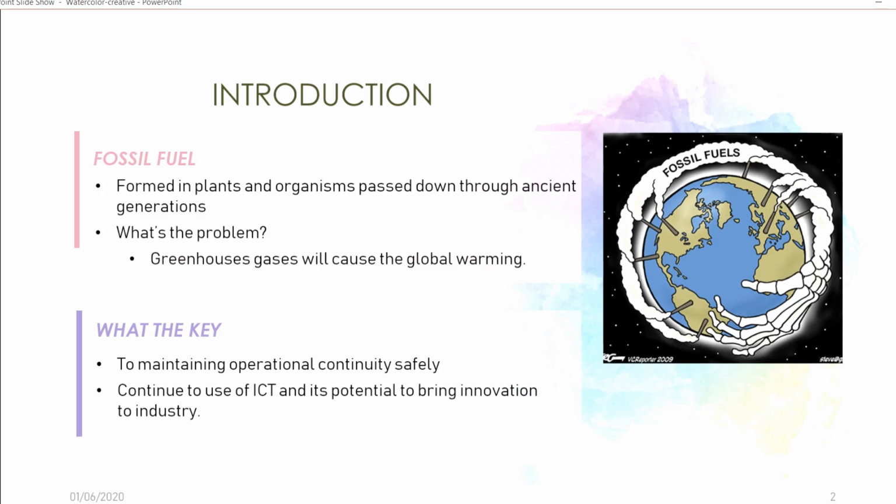Firstly, we want to know what is fossil fuel. Fossil fuel is formed from plants and organisms passed down through ancient generations. What is the problem if we do not control fossil fuel? Greenhouse gases will cause global warming. Greenhouse gases, which is carbon dioxide, have the effect of capturing the energy of the sun entering the earth's atmosphere to cause global warming.